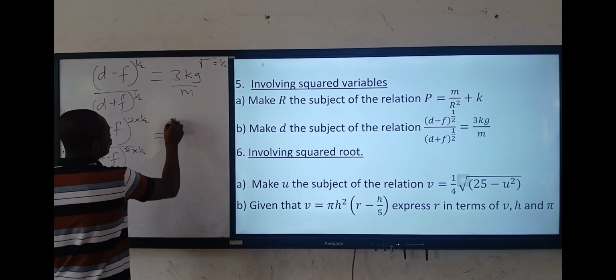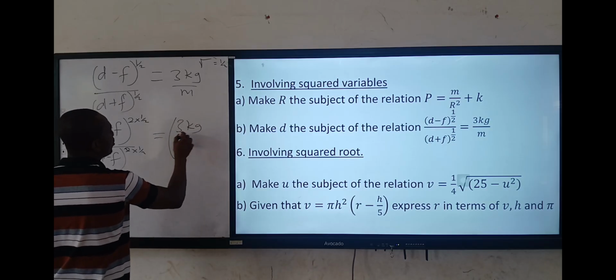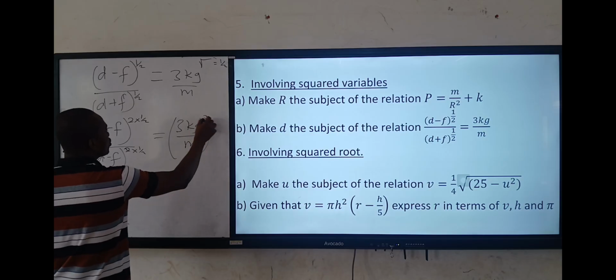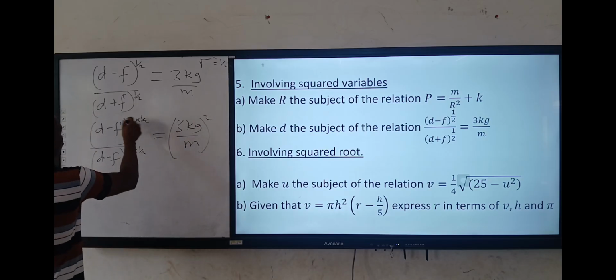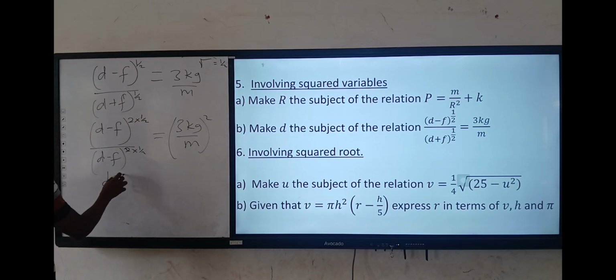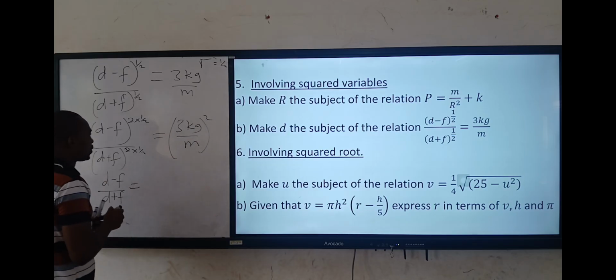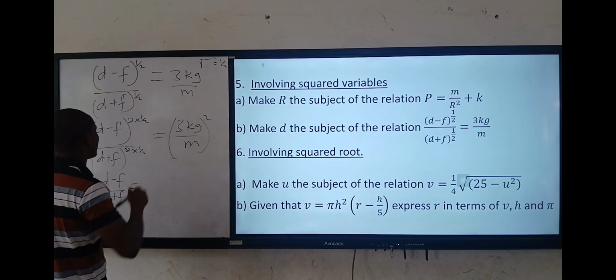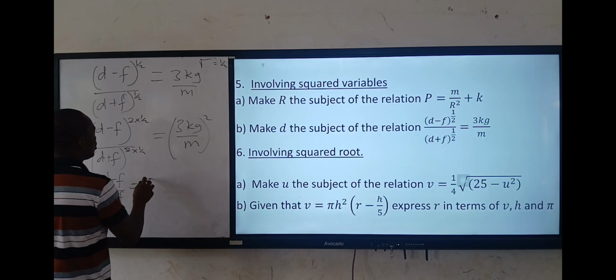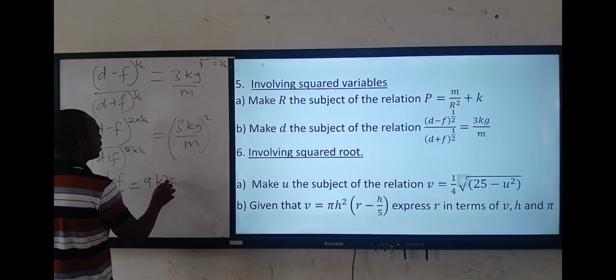So here 2 will be 3, 3k on m all square. So this one will cancel this, leaving d minus f over d. So here is plus f equal to. Now here you apply the law of indices. The power is affecting whatever is in the bracket there. So here will be 9k squared d squared over m squared.